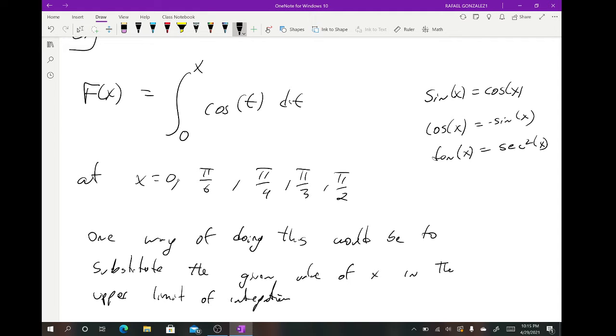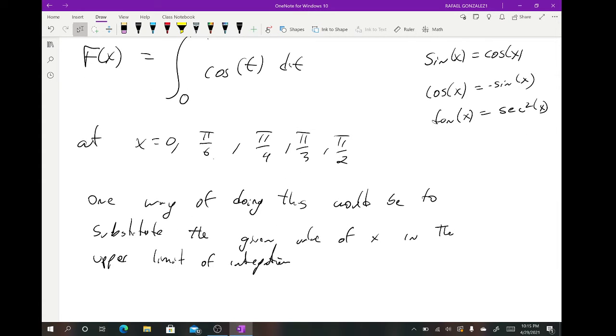You could plug in 0 here. Remember that when you do the integral from 0 to 0, you're going to get 0. Then you put in pi over 6. Then you put in pi over 4. And you do this 5 times. So you'll have to find the antiderivative 5 different times and evaluate it 5 different times. So that's one way of doing this.